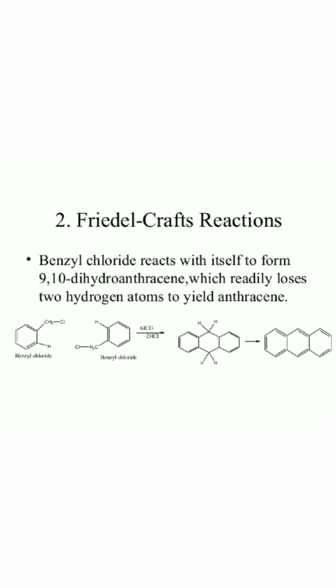Now we'll see the Friedel-Crafts reaction. Benzyl chloride reacts with benzyl chloride in the presence of aluminum chloride, AlCl3, releasing 2 HCl molecules with the formation of 9,10-dihydroanthracene, which readily loses 2 hydrogens, and with the corresponding rearrangement it forms anthracene.